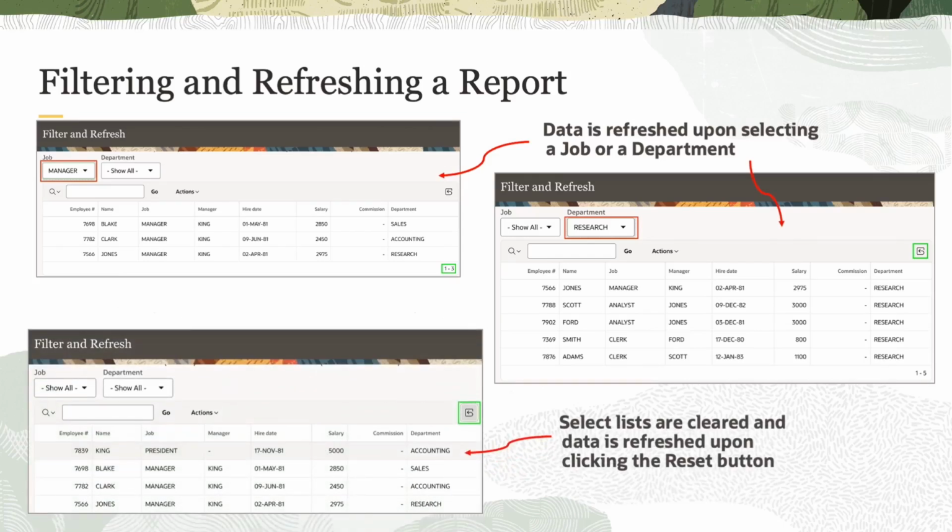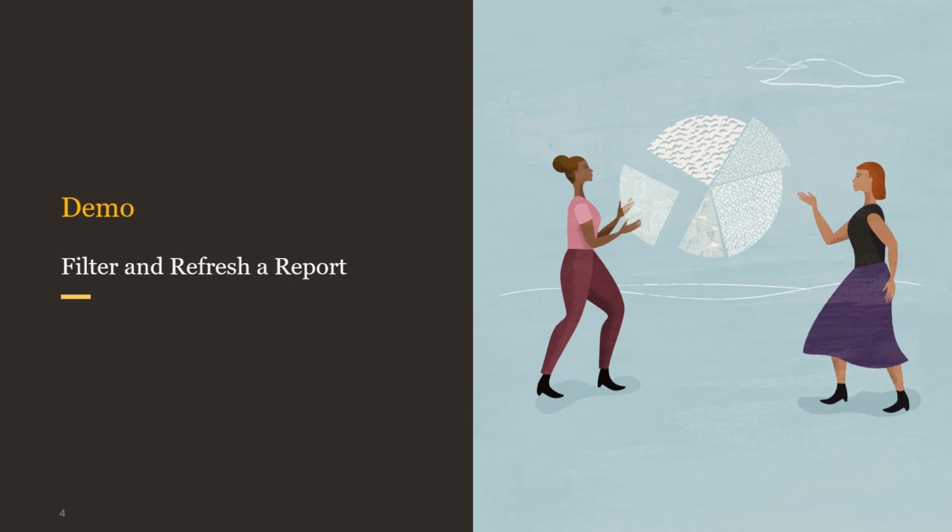Reset report fires when reset button is pressed, which resets the report via AJAX by clearing the select list and refreshing the report. While filter refresh uses one native action, refresh, reset report uses two native actions, set value and refresh. Now let's go ahead and create this dynamic action and see it in action.